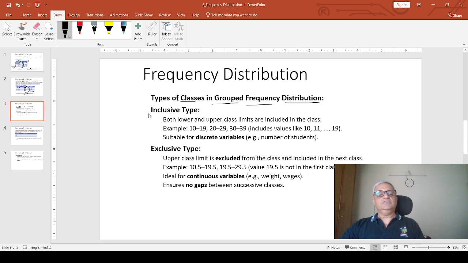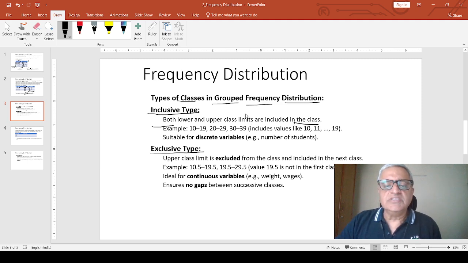What are these two types of classes? Inclusive type and exclusive type. Let's see what the first, inclusive type, is. Both lower and upper class limits are included in the class. In the inclusive type class, for example, 10 to 19 is my first class, 20 to 29 is my second class, then both the upper and lower limits are included in this class, right?